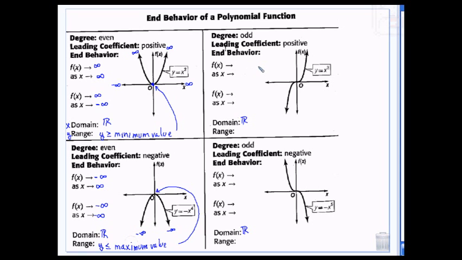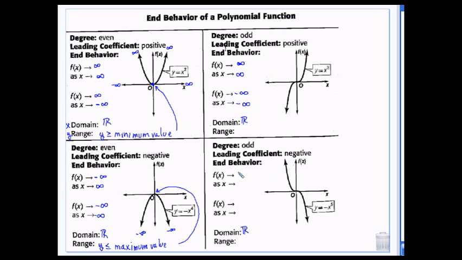Then we have odds. So if we have an odd, so our exponents are 1, 3, 5, 7, 9. As x approaches infinity, if it's positive, f of x approaches infinity. So they go up together, they go down together. So even functions always go up both sides or down. Odds will go up and down together if they're a positive.